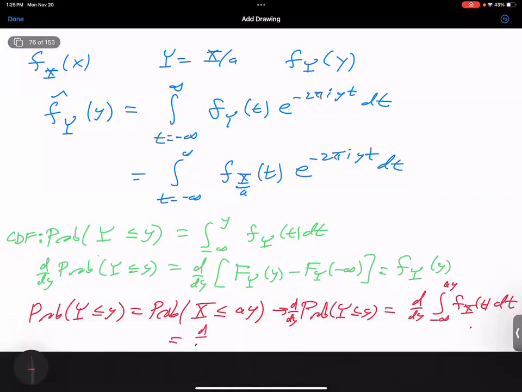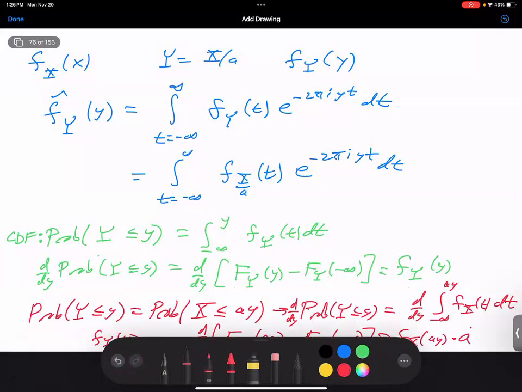So let's do it slowly. This would be d by dy of the antiderivative of my density evaluated at ay, minus the antiderivative of my density evaluated at negative infinity. Now I take the derivative. So it's going to be the density at ay times the derivative of ay with respect to y, which is going to be an extra a. Okay. So my density of Y is going to be my density of X at ay times a.